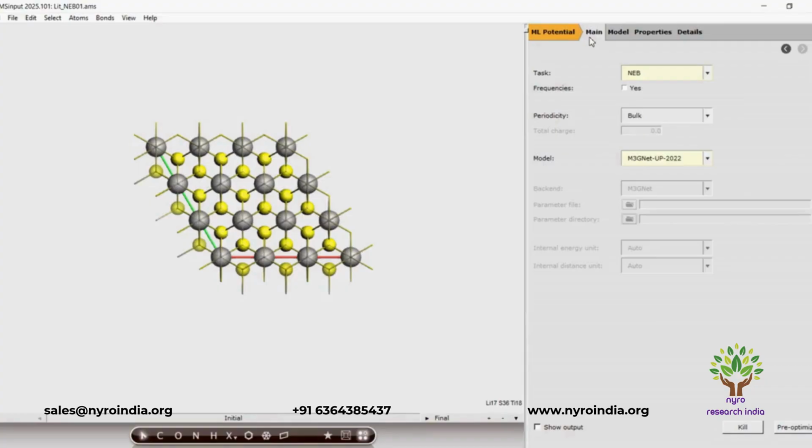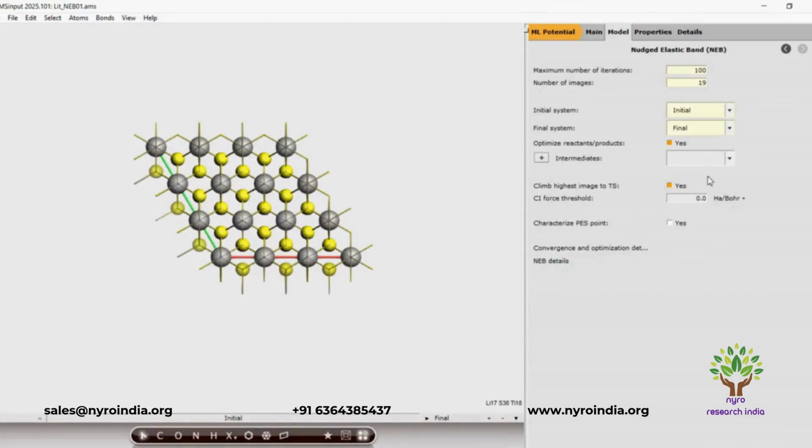The NEB method is used to connect these two endpoints by a chain of intermediate images that approximate the minimum energy path for ionic migration. In AMS, these images are generated by interpolation and optimized simultaneously, with spring forces maintaining continuity along the path, while true forces drive each image towards the lowest energy configuration perpendicular to the path. The use of climbing image NEB, or CI-NEB, is particularly important as it refines the highest energy image to accurately locate the transition state and thus the migration barrier. This is the concept which I have just briefed.